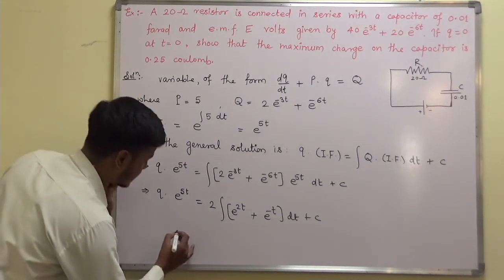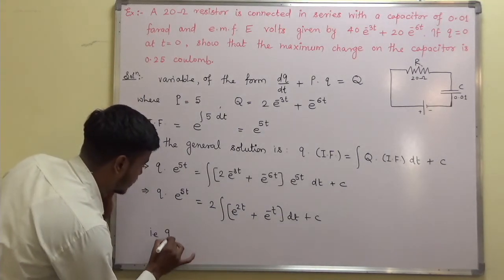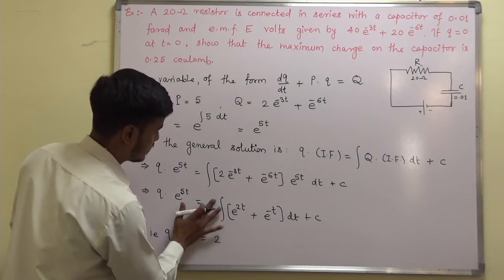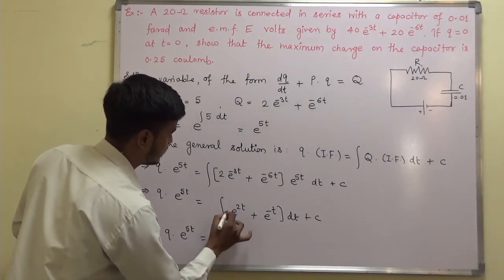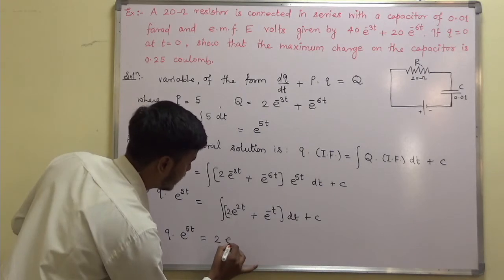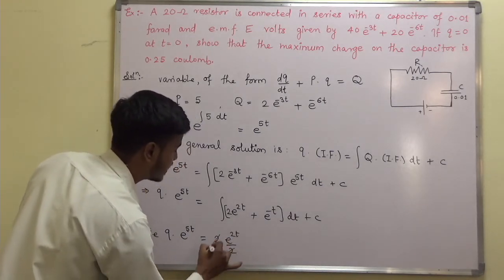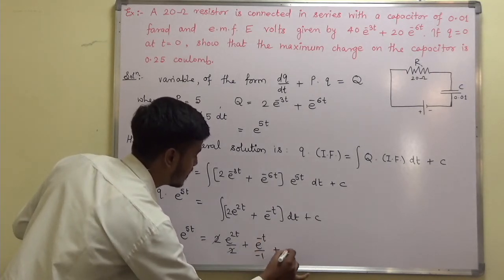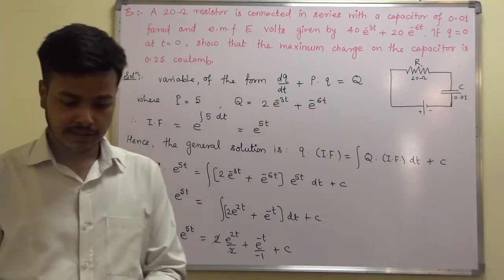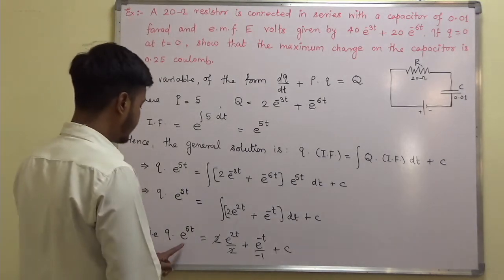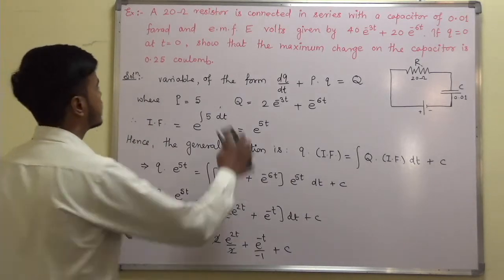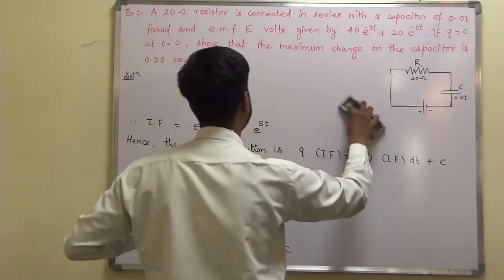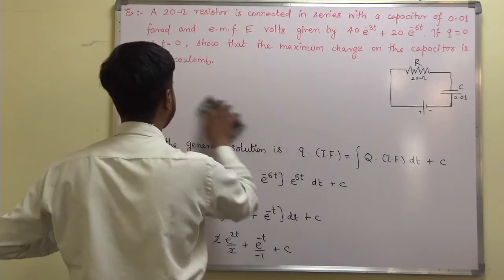Okay, so this is q times e to the power 5t is equal to 2. This is not here, this 2 is here. Okay, 2 e to the power 2t by 2, this gets cancelled, plus e to the power minus t by minus 1 plus c. Okay, now you can divide by this e to the power 5t so that we can write this equation in terms of q, and we can apply the conditions given to us.